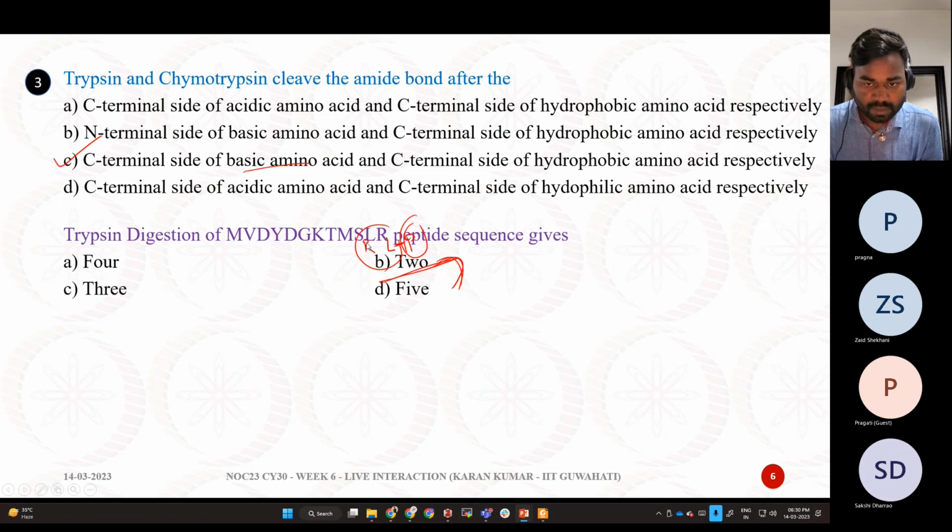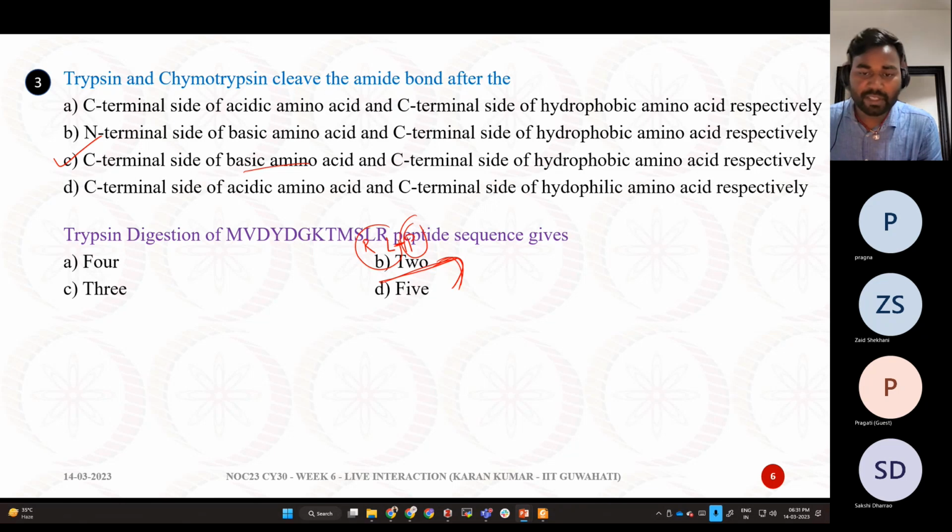Sir, I have one doubt. You told that trypsin cleaves at basic amino acids, but you only mention lysine and arginine. So what about histidine? Why is it not cutting at the histidine side? Because histidine is not always acidic. That is the general nature of histidine, right? It can act as both an acid and a base.